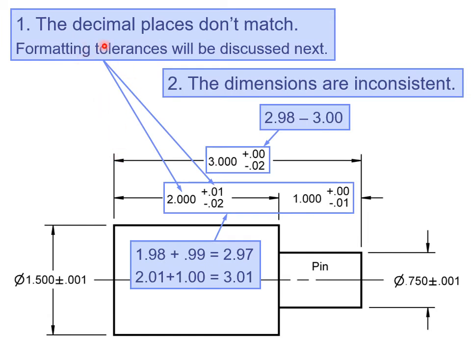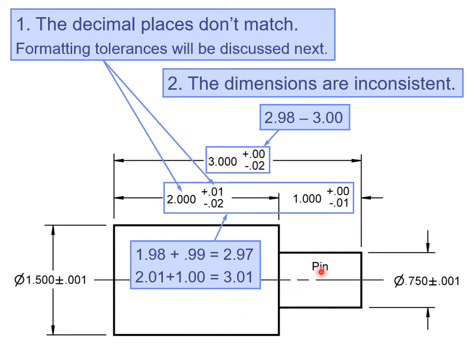So first of all, the decimal places don't match, and this will be covered in the next chapter. If you show 3 decimal places for the basic dimension, then you must also show 3 decimal places in the tolerance. Okay, same thing with this one.